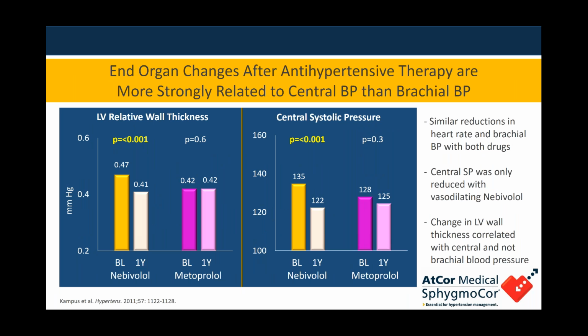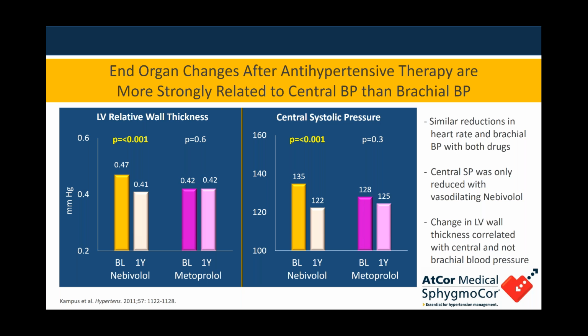This slide demonstrates that end organ changes appear to parallel central blood pressure changes better than brachial blood pressure changes. And this study compared nebivolol and metoprolol and found them to have similar reductions in heart rate and brachial blood pressure with both medications at a year.